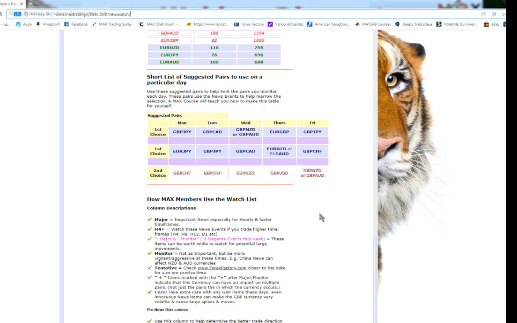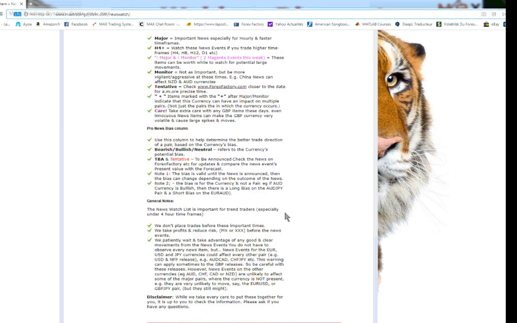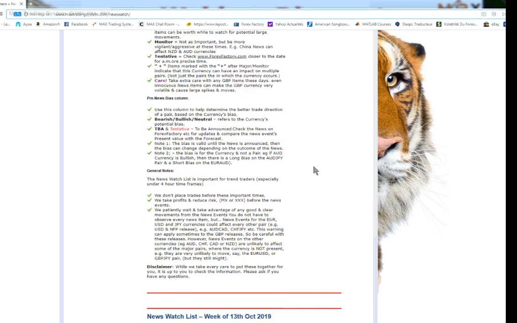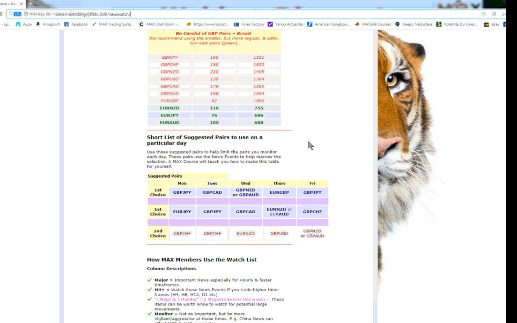And below this suggested pair, we have an explanation of how to interpret in detail the news, the calendar, as we provide it. This is information you can access for free every week on the home page.